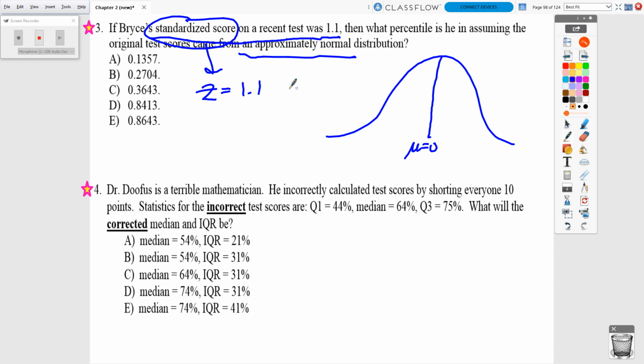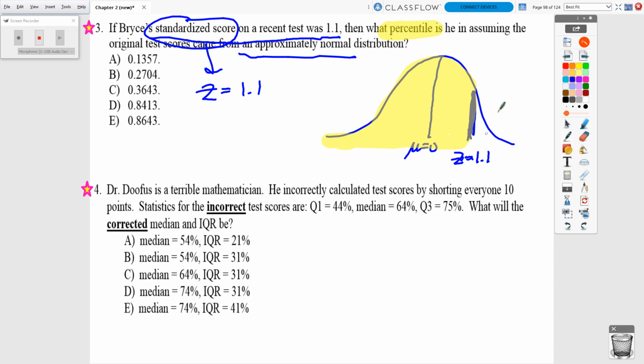So in the middle, the mean is going to be 0, standard deviation is worth 1, and we were told that his standardized score is 1.1, and the standardized score is a z-score. So this actually does work perfectly for this standard normal distribution because these values down here are z-scores. So that means Bryce's score is 1.1 standard deviations above the mean because it's positive, not negative. So let's just say here's Bryce. Here's his z-score of 1.1. And if I want to know what percentile he's in, I got to remember what the definition of a percentile was. It was the percent of values that fall below. So we need to figure out all of these values that fall below Bryce's 1.1 z-score.